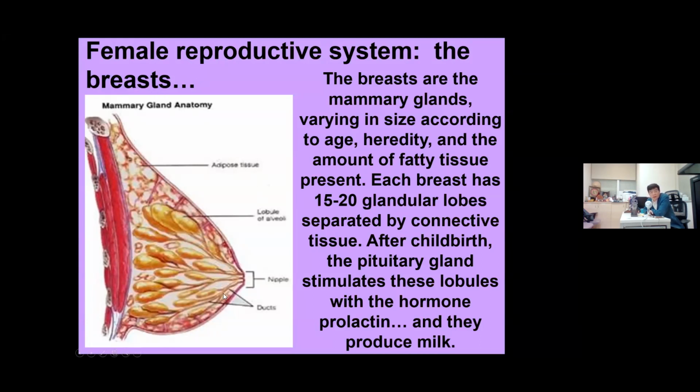Then we talk about the female reproductive system, the breast. We know the breast has milk to feed our baby. In this breast anatomy, they have different glands. They have adipose tissue, and this is the nipple for the baby to suck the milk. They produce the milk, but it's controlled by the hormone called prolactin. So after childbirth, our pituitary gland will stimulate the breast lobular glands with the hormone prolactin. Then the breast starts to produce milk.